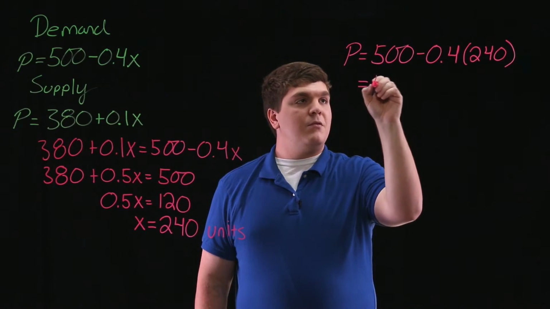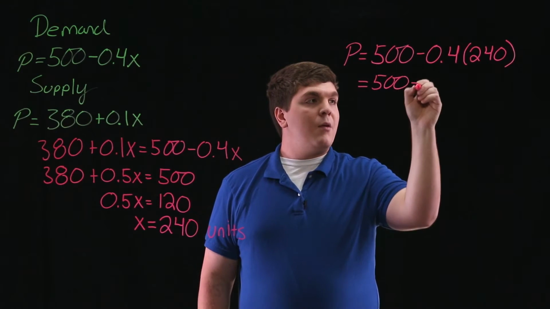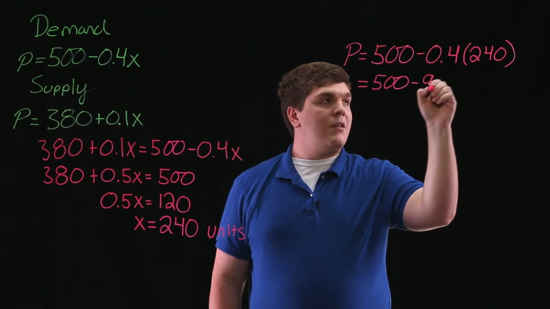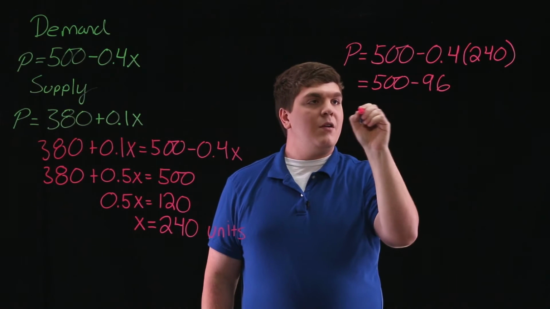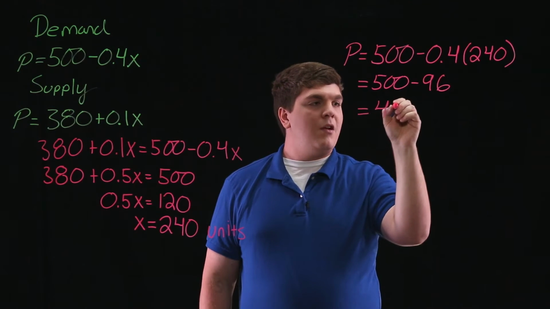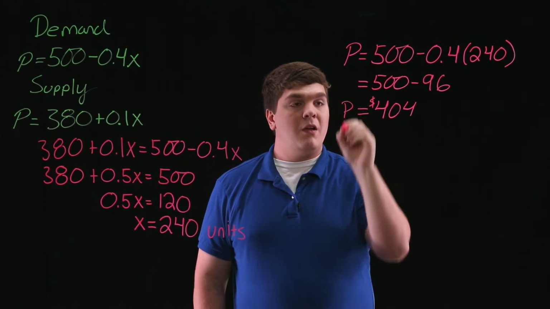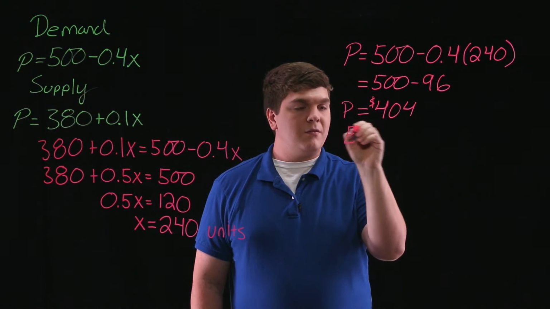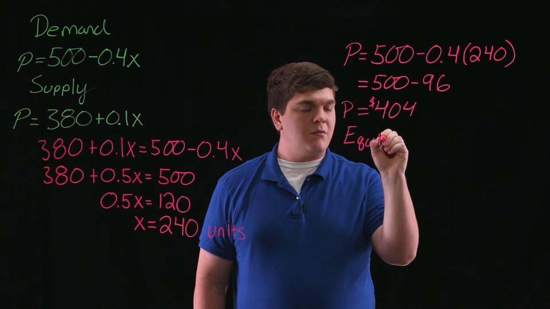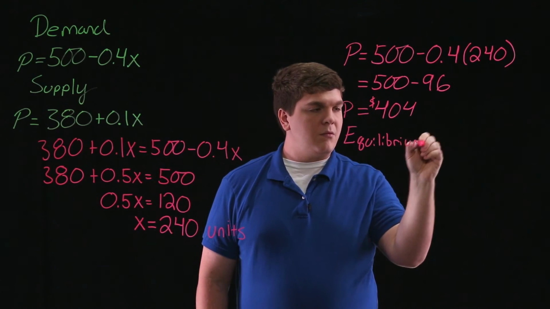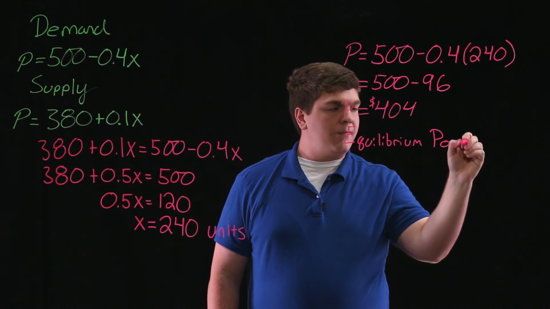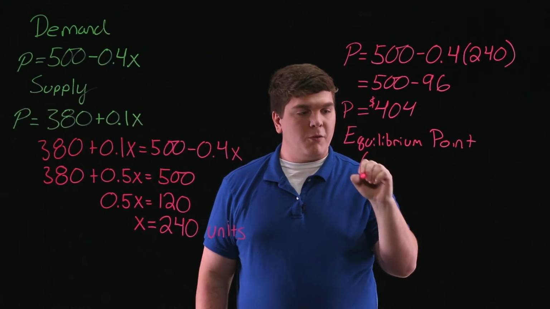So this is equal to 500 minus 96, which is equal to $404 per unit. So our equilibrium point is the point 240, 404.